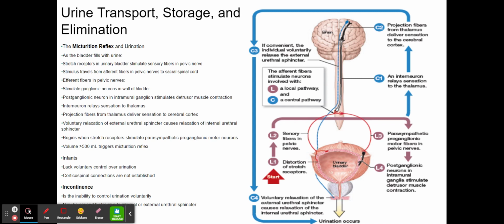This opening leads to a reflexive relaxation of the external urethral sphincter. Urination takes place despite voluntary opposition or potential inconvenience. At the end of a typical micturition, less than 10 milliliters of urine remains in the bladder.